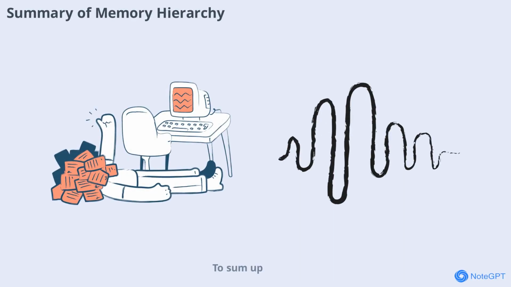To sum up, the memory hierarchy is a fundamental concept in computer architecture. By organizing memory into layers based on speed, cost, and capacity, computers achieve the best balance of performance and efficiency. Whether you're using a desktop, smartphone, or cloud service, memory hierarchy plays a crucial role in your digital experience.